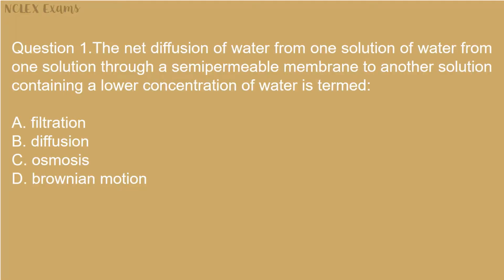Question 1. The net diffusion of water from one solution through a semipermeable membrane to another solution containing a lower concentration of water is termed: A. Filtration, B. Diffusion, C. Osmosis, D. Brownian motion.